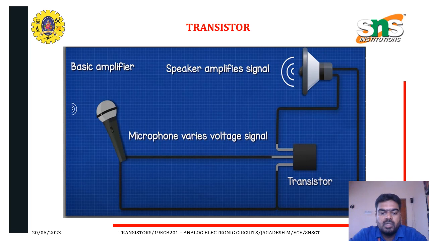So if the input is given, if you speak in front of the mic, what happens? The mic is nothing but a transducer that will convert your speech signal to an electrical signal. The electrical signal will trigger the base point, and the current conduction will take place. Automatically the speaker will get on, and we can hear the sound signal. Okay, so this is the basic operation of the transistor as an amplifier.